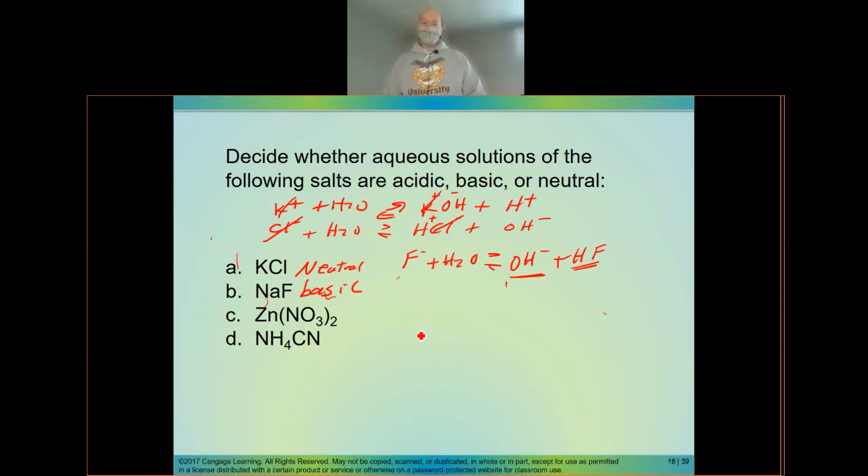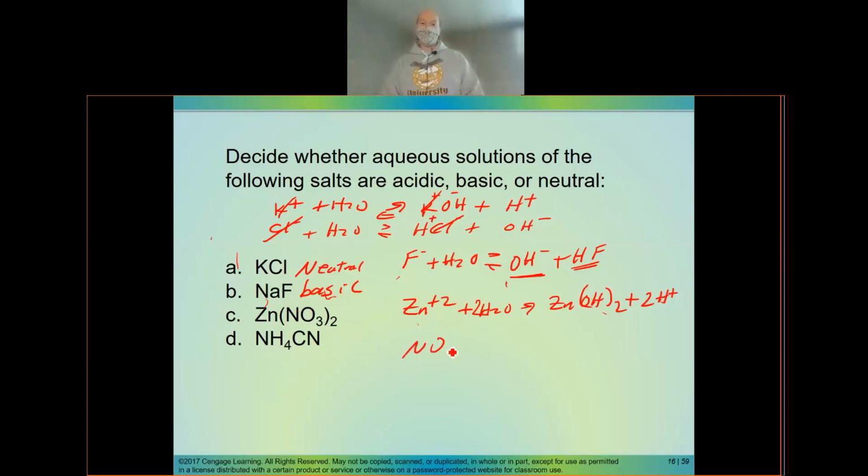Zinc nitrate is an interesting one. So you have zinc plus 2, and that will react with water. Now it'll react with 2 waters, and you would get Zn(OH)2 plus 2H plus. All right, and zinc hydroxide is not one of the 6 memorized strong bases. If it was a strong base, it would ionize completely. The zinc would cancel out.